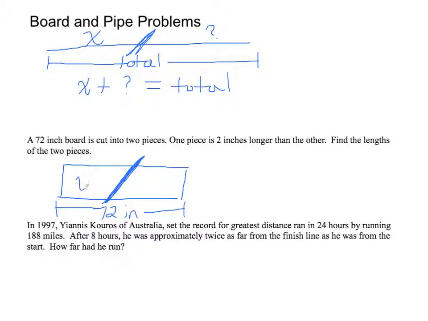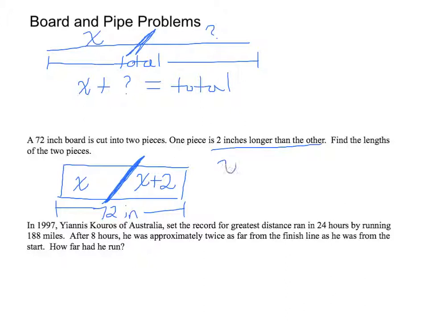I'm going to automatically let one piece be x, and then I'm going to let the other piece be an expression that I get from looking at the problem. So if a 72-inch board is cut into two pieces, one piece is 2 inches longer than the other. So if I have x, how do I represent 2 inches longer than x? Yeah, 2 inches longer means add 2. So I have x and x plus 2 as variable expressions that represent the lengths of the two pieces.